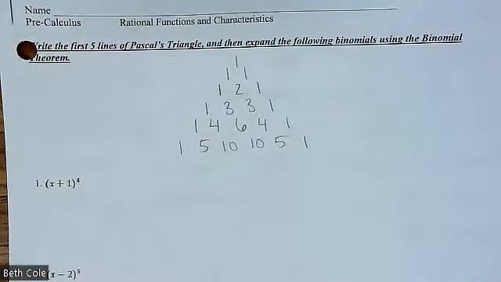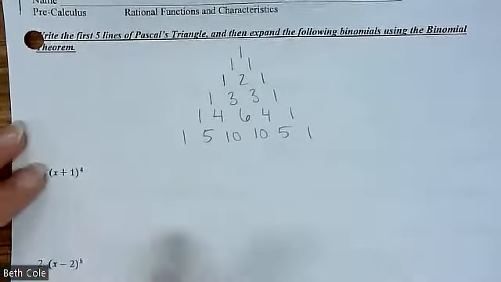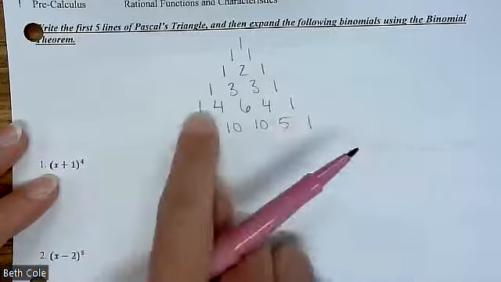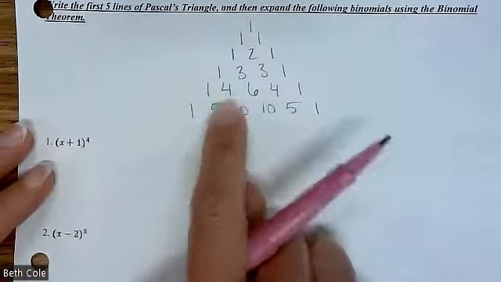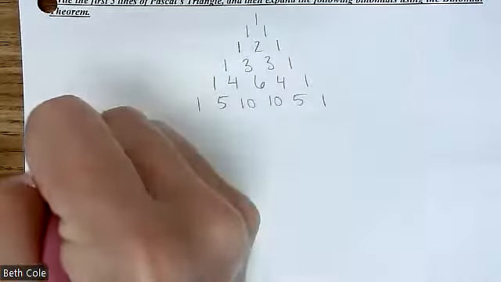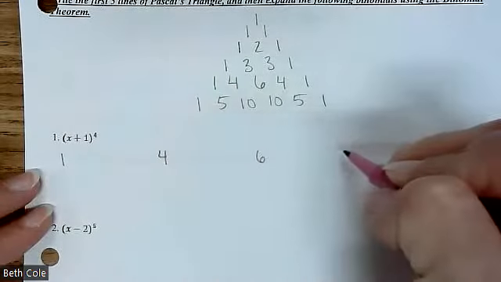I'm going to color code again. So when I take a picture of this and put it on Schoology, it'll be color coded. I know it doesn't show up real great up here. But the power tells you what line of the triangle you want. And then those are your coefficients. So since this says to the 4th, we're going to take the line with the 4 in it, right? 1, 4, 6, 4, 1. So go ahead and write those out.